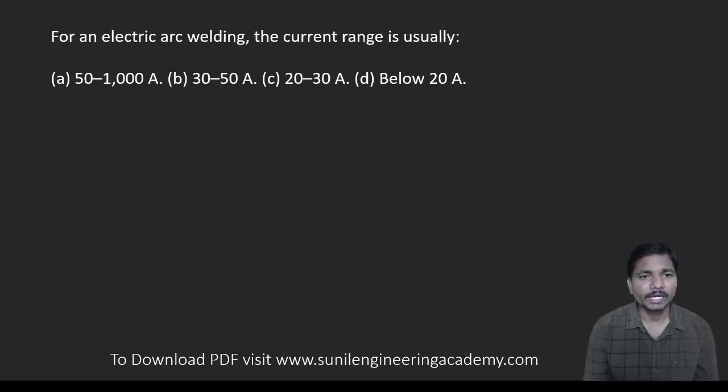For electric arc welding, the current range is usually dash. The current range is very high, usually 50 to 1000 amps also.